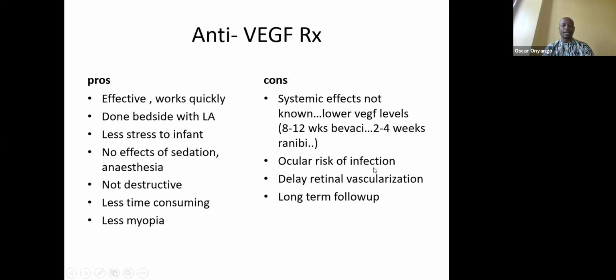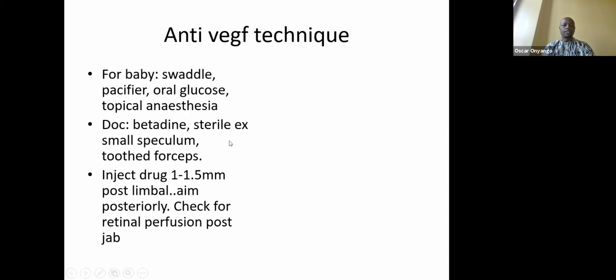Then of course, ocular risk. Anytime we inject the eye directly, you have to clean the eye properly. Risk of infection is there, delayed vascularization, and then long-term follow-up. Remember I was talking about going up to beyond week 54. Anti-VEGF has a similar setup. Maybe the only thing we add is you must have sterile gloves. Everything is sterile: the small speculum, the forceps. This has to be completely sterile, as opposed to laser where there's a light beam going to the eye.